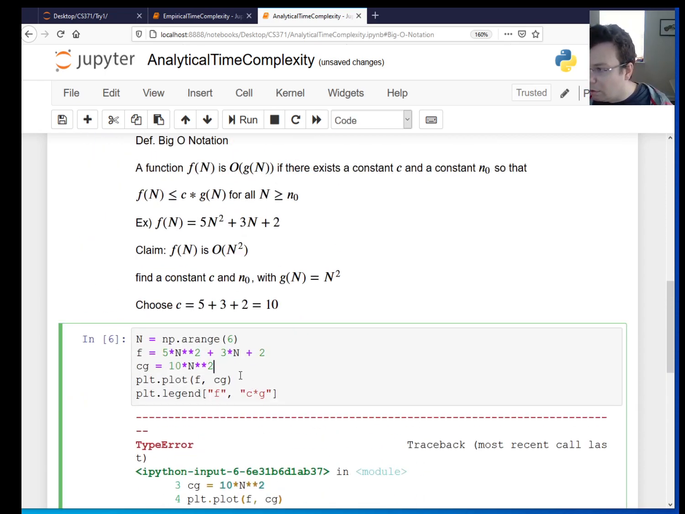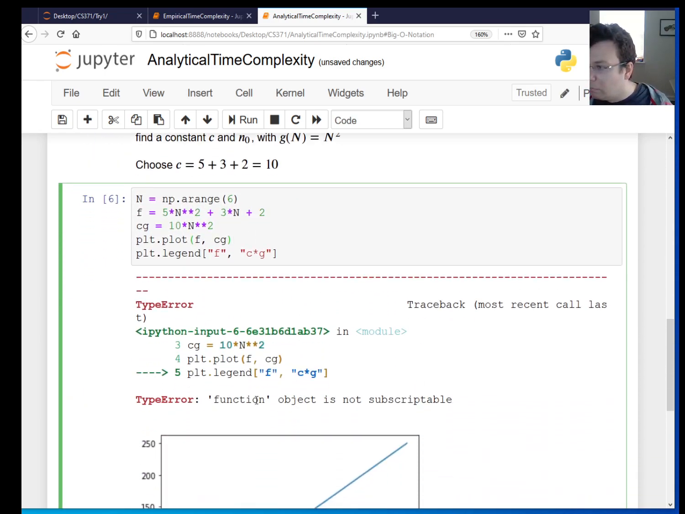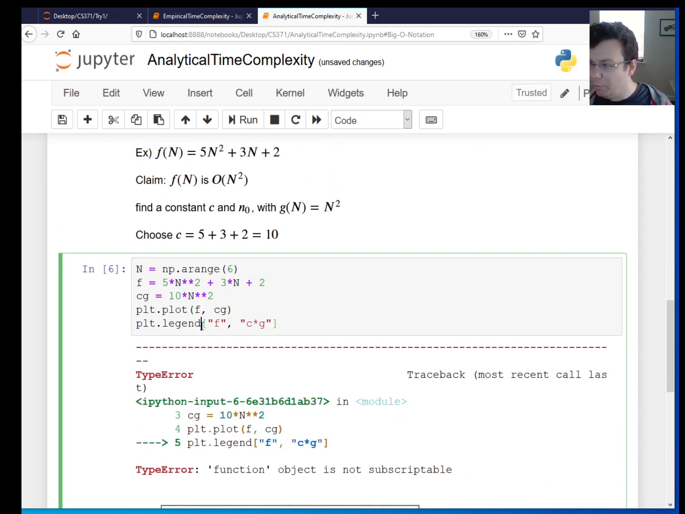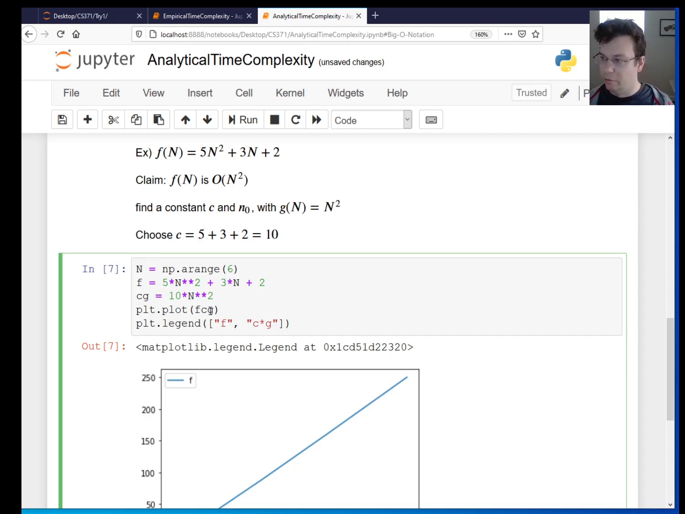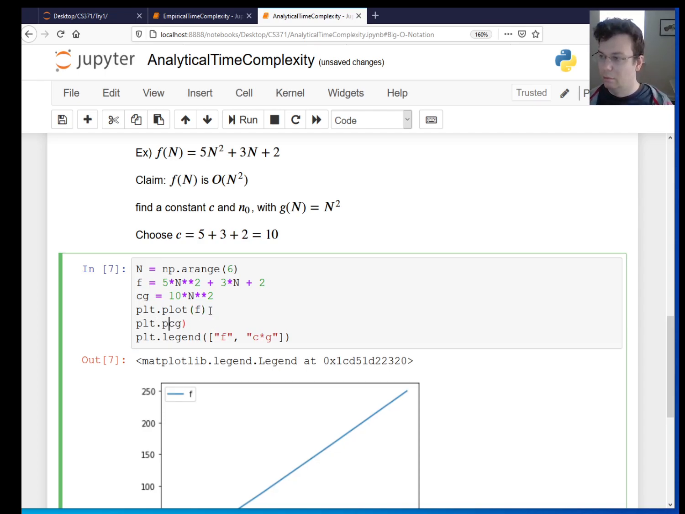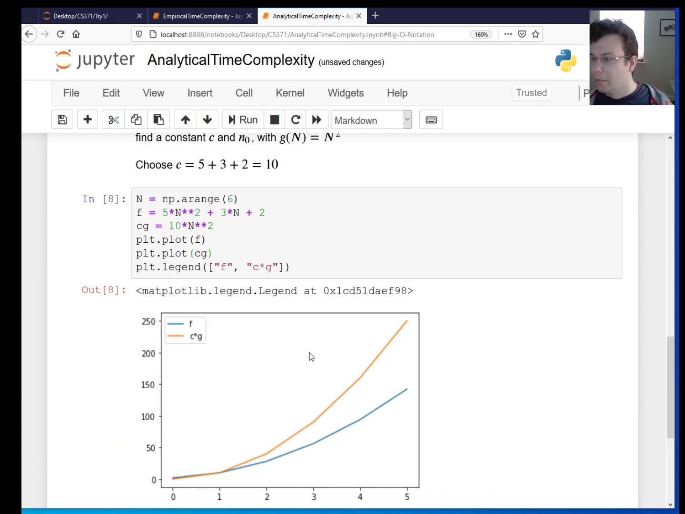What did I get wrong here? Function object is not subscriptable. Whoops, okay, this is a function legend that takes a list. Okay, fine. Oops, and I need to plot, okay, I need to plot these two separately. Okay, not one versus the other.